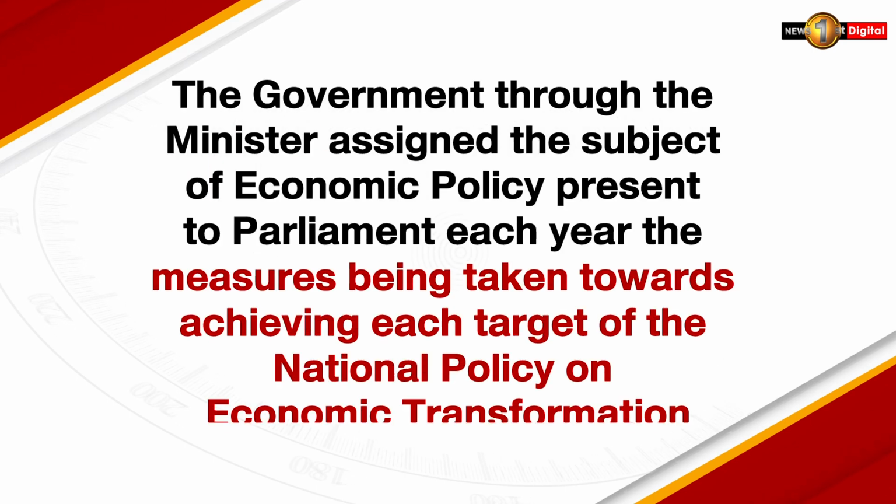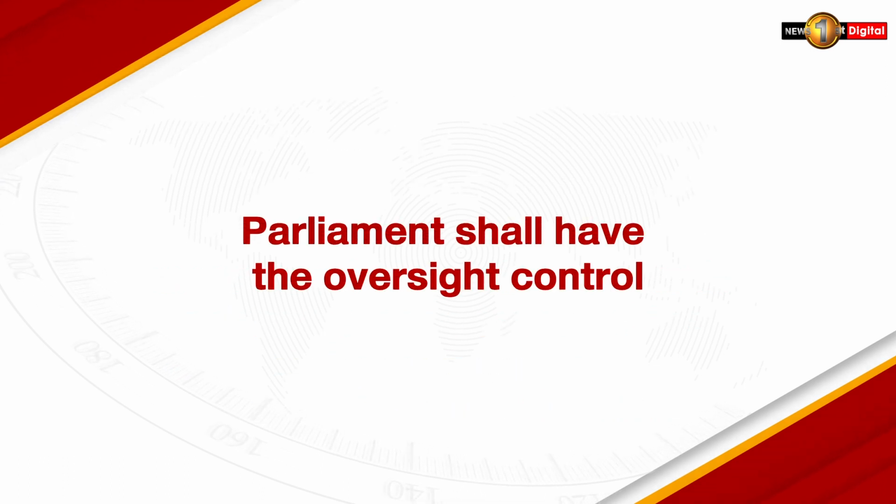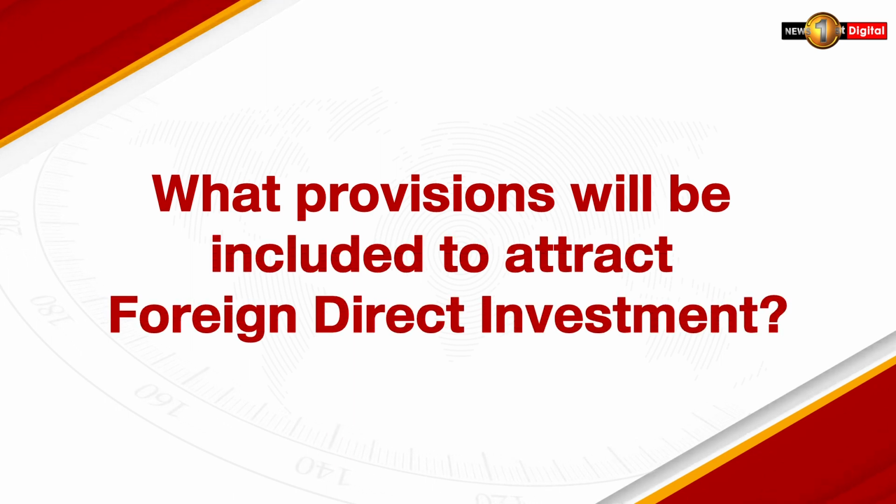The government, through the minister assigned the subject of economic policy, shall present to Parliament each year the measures being taken towards achieving each target of the national policy on economic transformation. Parliament shall have the oversight control. What provisions will be included to attract foreign direct investment?